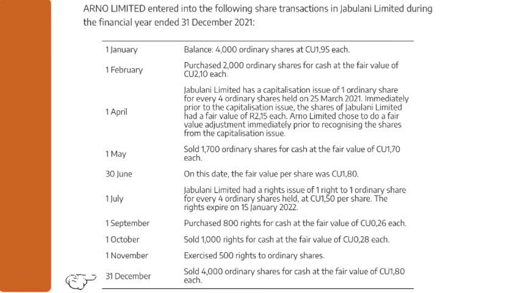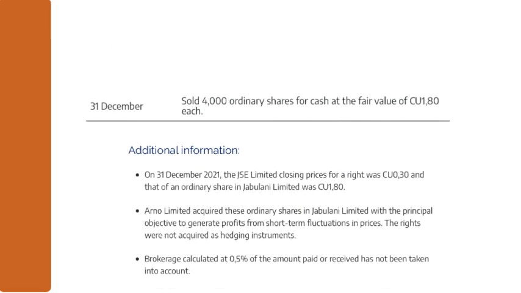The last transaction on 31 December was where we sold 4,000 ordinary shares for cash at the fair value of R1.80 each. You can go and have a look at it. We have done a sales transaction. Remember, you need to do a fair value adjustment before you recognize the disposal. And remember to have a look whether the amount that you receive maybe includes brokerage. It was not the case in this example, but remember to look out for it.